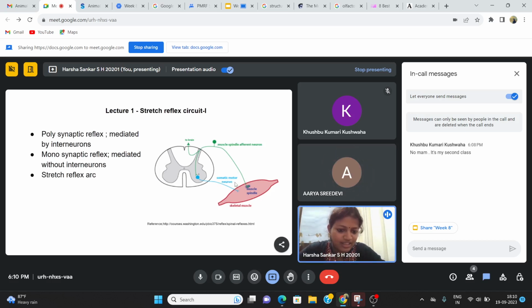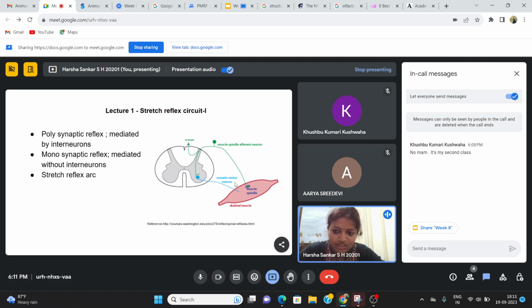Like just the sensory neuron, then spinal cord, then the effectors. But sometimes interneurons are also mediated. So that's why these two types of reflex come. If it is a polysynaptic reflex, it means it is mediated by the interneurons. And if it's monosynaptic, it means it's direct, just the sensory neuron, then spinal cord, then the effector, right? So that is called monosynaptic reflexes.